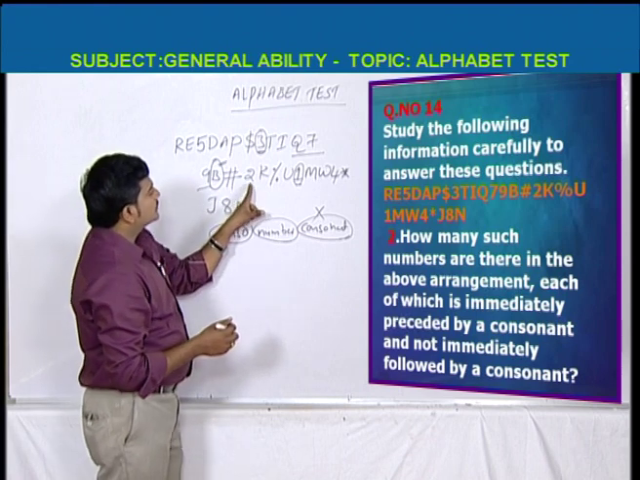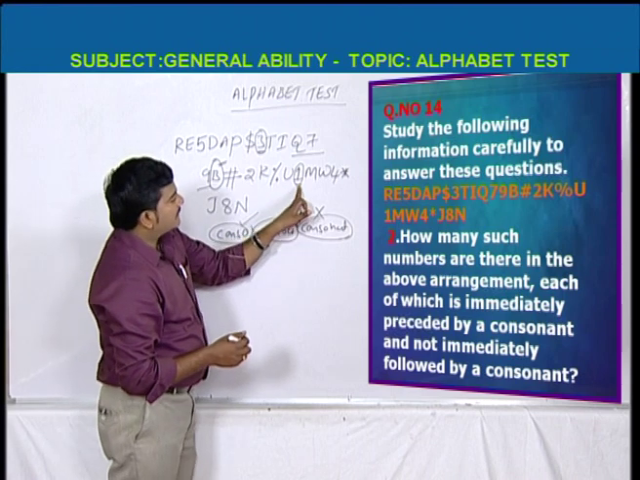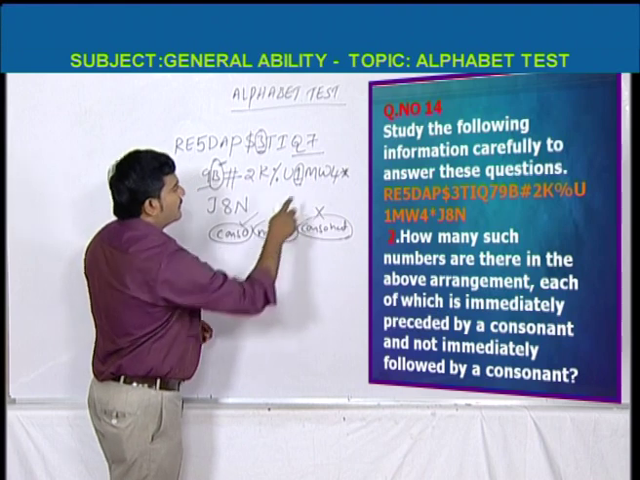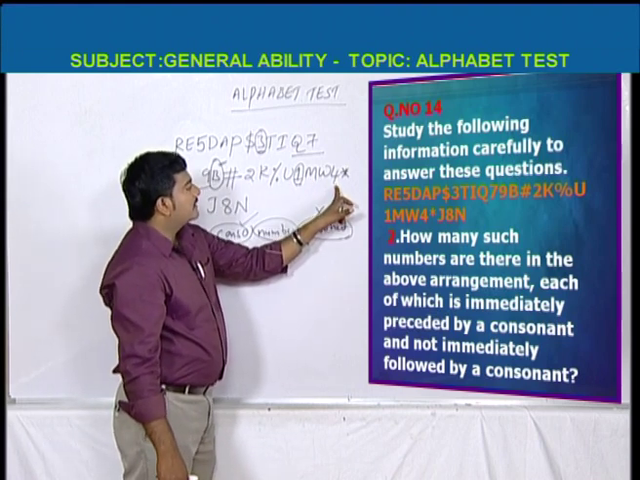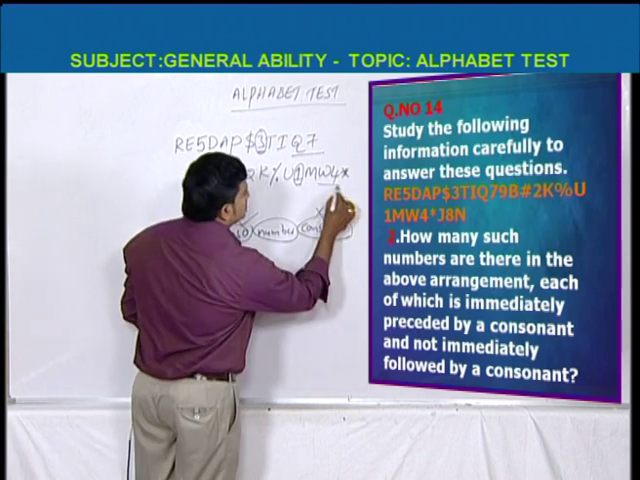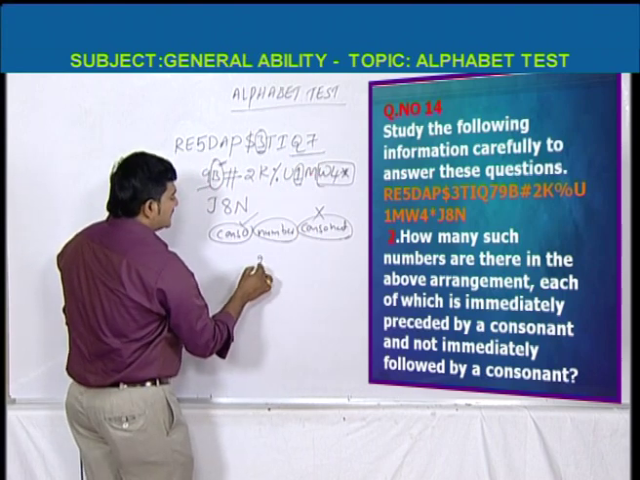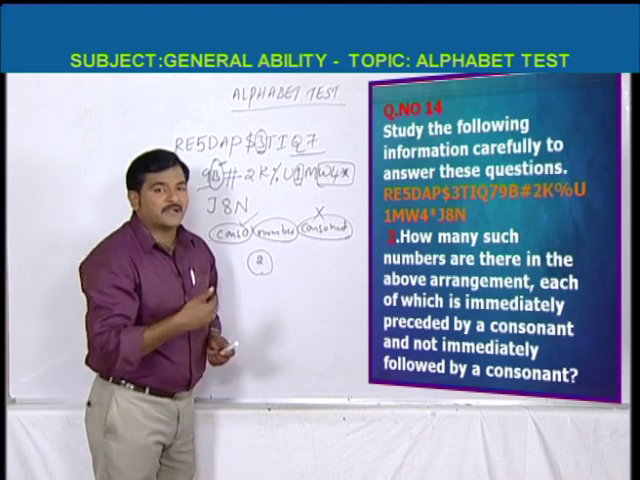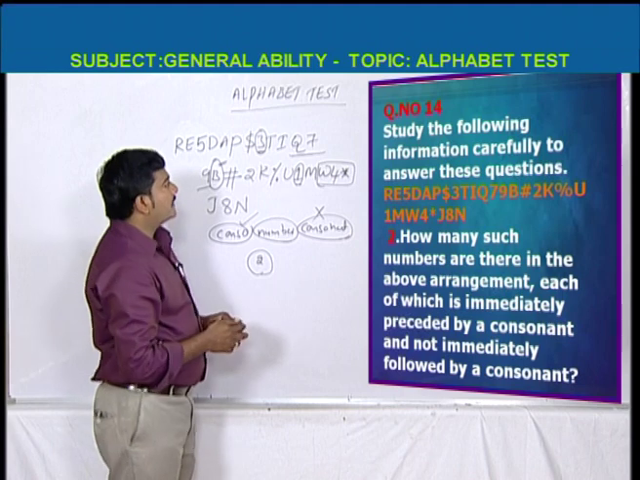Next, 2 is followed by a consonant, so it should not be taken. And 1 is followed by a consonant, but it should not be followed by a consonant. Next, observe the fourth number: it is not followed by a consonant, but it is preceded by a consonant. Yes. So W4 star and Q79. How many such numbers are there? 2 numbers are there which are preceded by a consonant but not followed by a consonant. I hope you understood this concept.